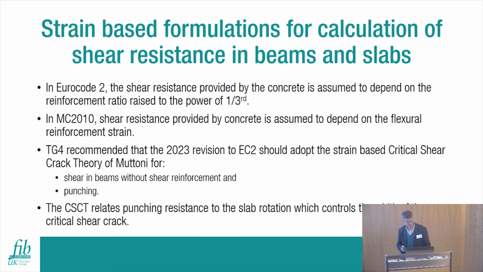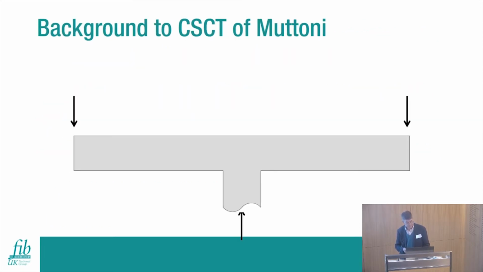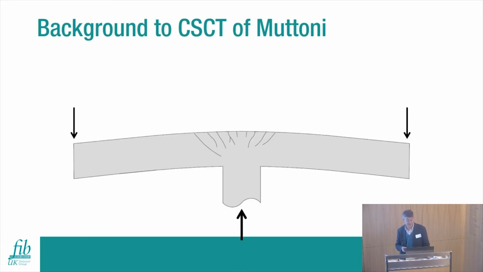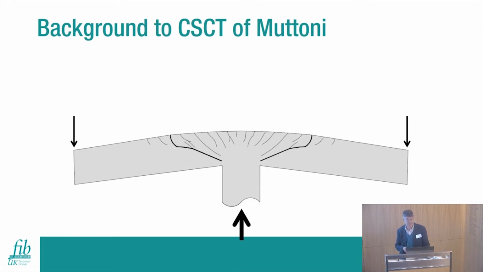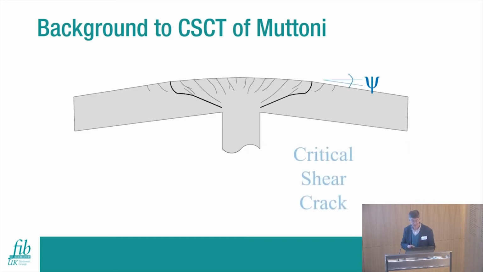So a key feature of the critical shear crack theory is that the punching resistance of slabs is related to their rotation, which controls the width of the so-called critical shear crack. So this animation here just illustrates the key concepts of the critical shear crack, which is the bold crack shown there, and the width of that crack increases with increasing slab rotation, and as the width of the crack increases, the shear resistance provided by aggregate interlock reduces.